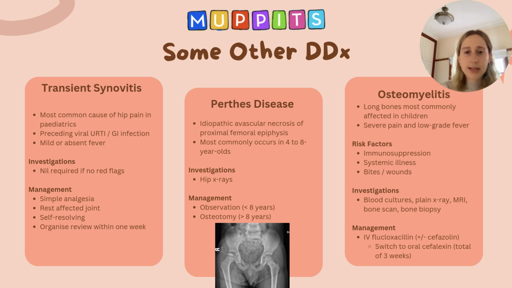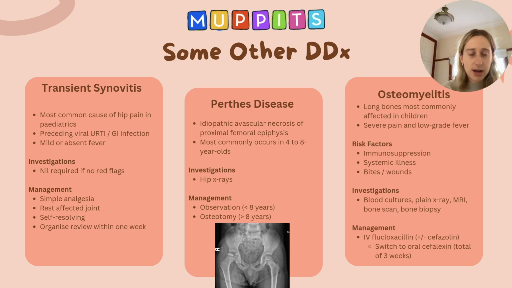Perthes disease is that avascular necrosis of the proximal femoral epiphysis, which most commonly occurs in 4 to 8-year-old children. And as can be seen in this hip X-ray, there's obviously an increased space between the acetabulum and the femoral head as well, due to the necrosis. Management is going to usually be observation in children less than 8 years, or an osteotomy, so removal of that affected bony segment, in children over 8 years of age.